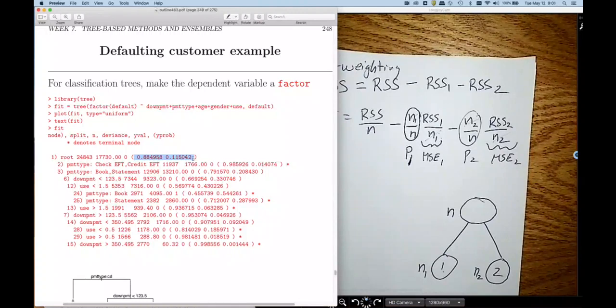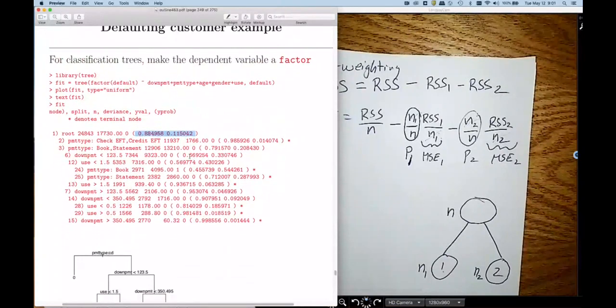So the way to think about this is the defaulting customer data. Remember, we've looked at this in previous lectures. We have a bunch of people who joined a health club, and we want to predict who is going to cancel their membership. The interpretation here is about 11.5% of the people in the root node canceled their membership. The remaining 88.5% did not cancel their membership. So this is the probability of cancel. This is the probability of not cancel.